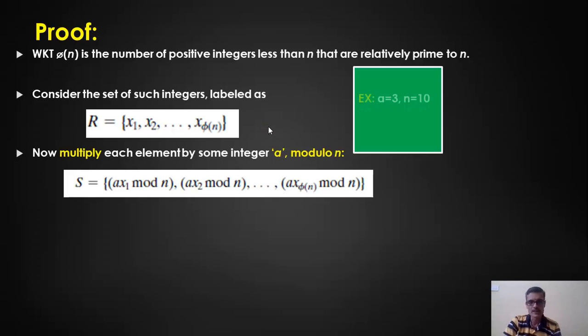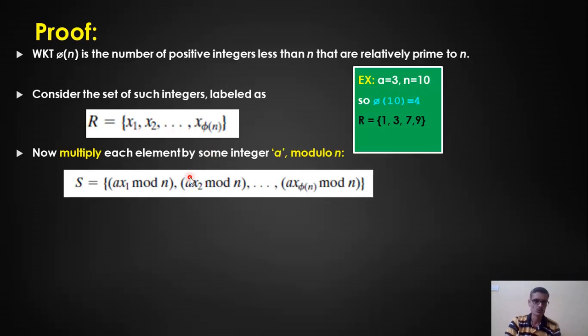Or for example, let us say a is equal to 3 and n equal to 10. So n is equal to 10 in this case. What are the co-prime numbers to this? The totient function is 4, and the relatively prime numbers are 1, 3, 7, 9, because GCD of 1 and 10 is 1, 3 and 10 is 1, 7 and 10 is 1, 9 and 10 is 1, right? In this way I have listed all the elements of R, which are the positive integers less than n that are relatively prime to the given number n.